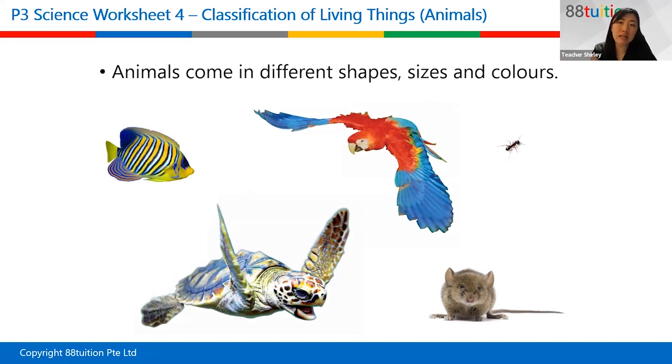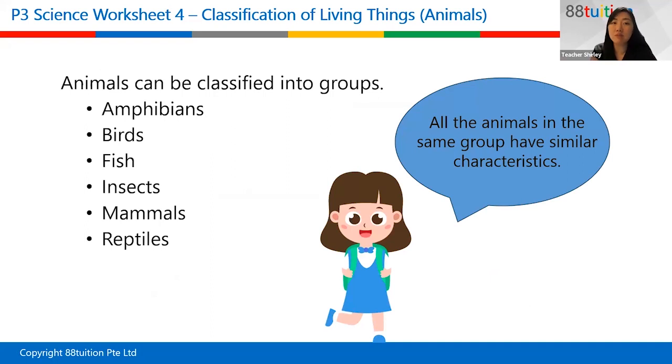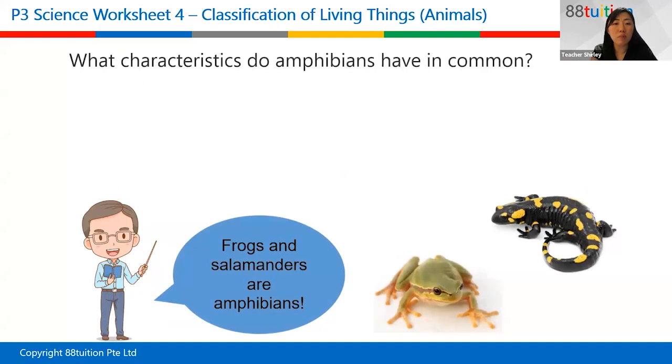So under the animal kingdom, there are different groups. Okay, like for example, your amphibians, birds, fish, insects, mammals, and reptiles. Okay, so let's talk about amphibians first, okay? So amphibians are things like, for example, your salamander.